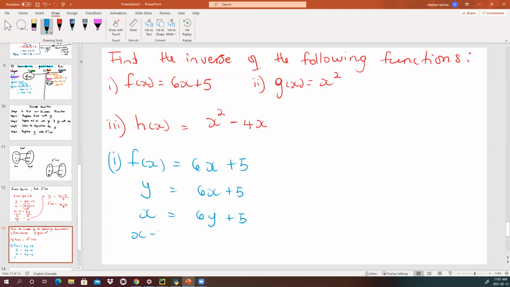So we carry over the 5 first. x minus 5, and then that's going to be divided by 6, equals y. I just shortcut because of the space. So we carry over the 5 first, which gives x minus 5, and then we have to divide both sides by 6, which is how we get x minus 5 over 6. Questions? You want me to stop?